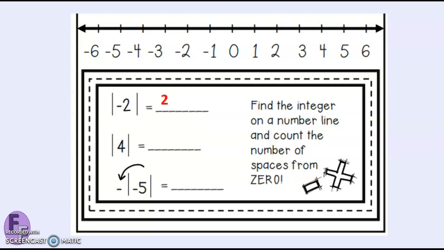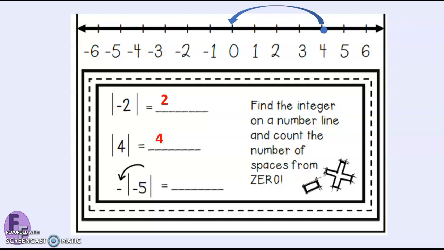The next problem is the absolute value of 4. Again, find the point on the number line and then count how many spaces that number is from 0. In this case, +4. It is 4 spaces from 0.